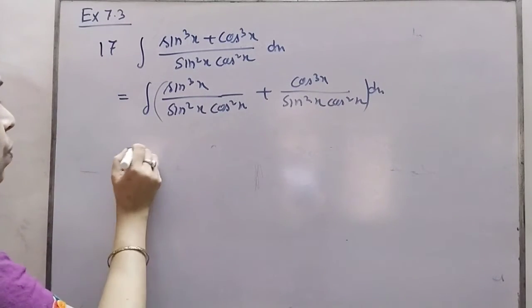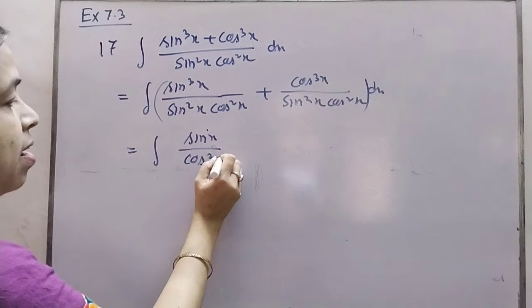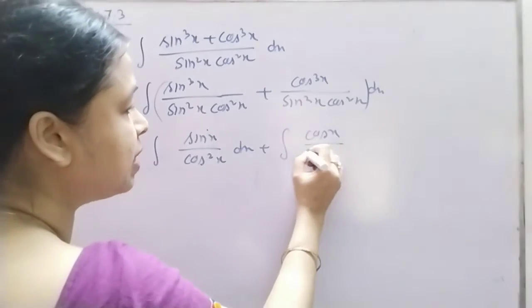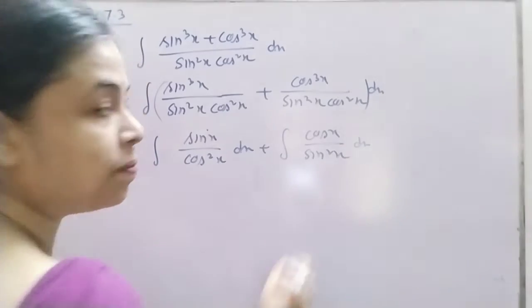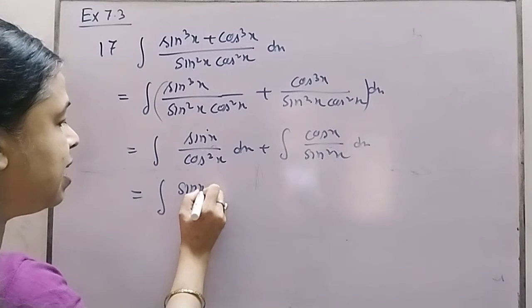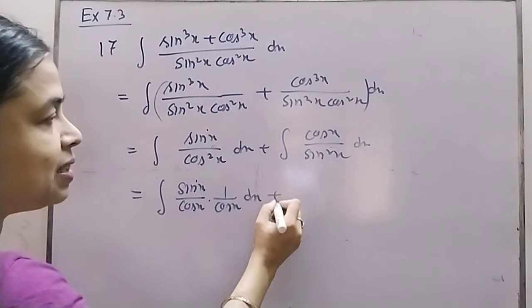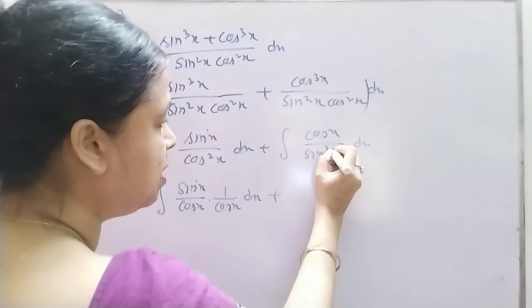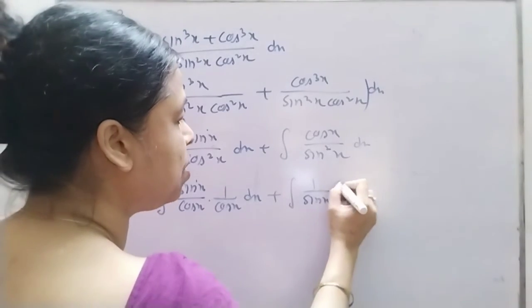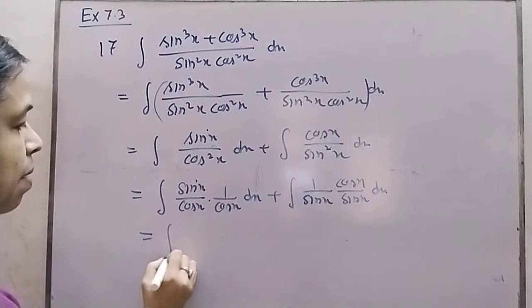So here sine square will be cancelled out, and one sine is left with cos square. Hope you understand now what I am going to do. Here cos square is cancelled out, one cos and sine square is left. One question of this type I have done. I separate it as sine by cos and 1 by cos, into dx, and this also I will write as 1 by sine x into cos x by sine x into dx. So it becomes sec x tan x.